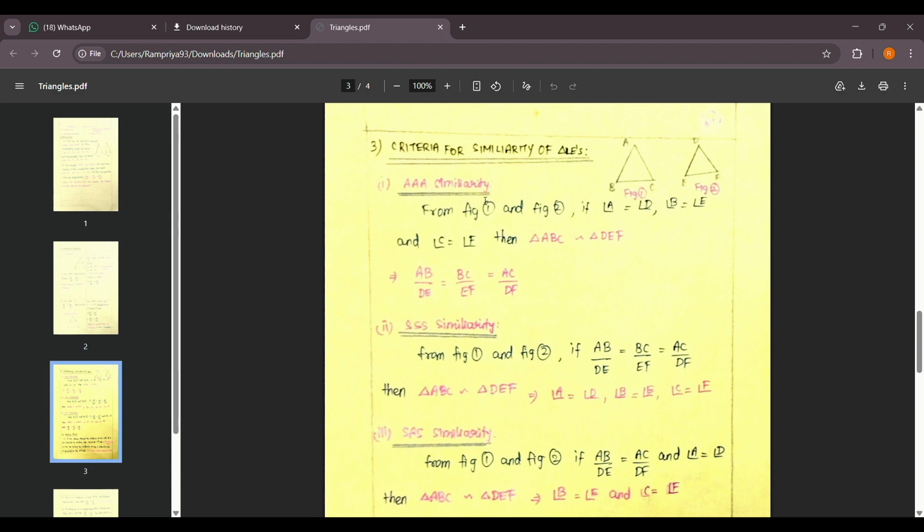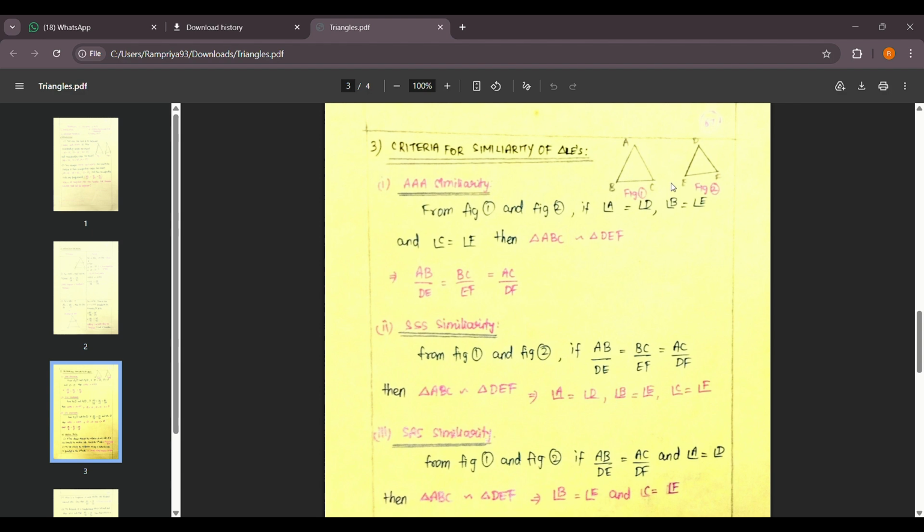So AAA similarity, AA, all are angles. If angle A equals angle D, angle B equals angle E, and angle C equals angle F, then you can say that these two triangles are similar. Using this similarity criterion only, the legendary Nandana proved her theorem. That's why it's famously called Nandana's theorem. So fine, okay. And now you can prove that triangle ABC is similar to triangle DEF.